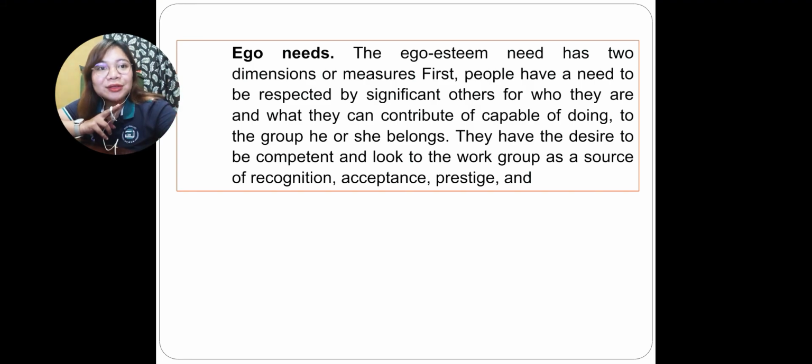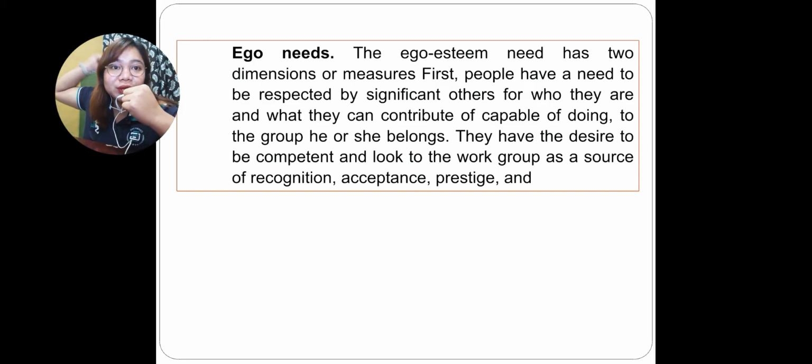Okay? So, to continue, first, people have the need to be respected by significant others for who they are and what they can contribute or are capable of doing for the group he or she belongs to. They have the desire to be competent and look to the work group as a source of recognition, acceptance, and prestige. So one example, class, that is established by these ego needs in a materialistic way is promotion. Right? It is not enough that you have a job where you belong, that you are a part of, but you do your best because you want to excel. You want to be promoted. It is an ego need. Okay?